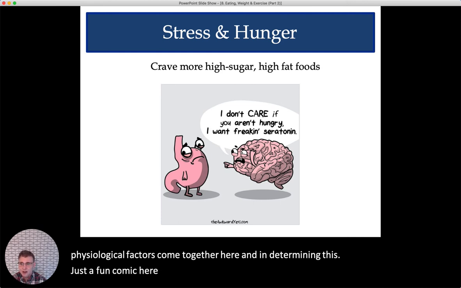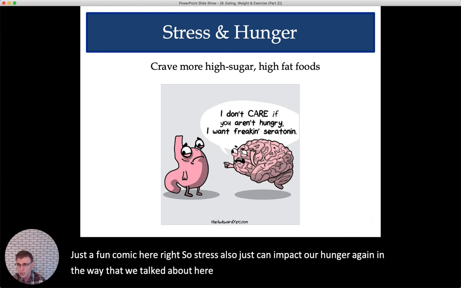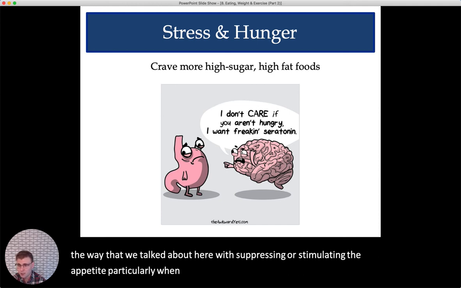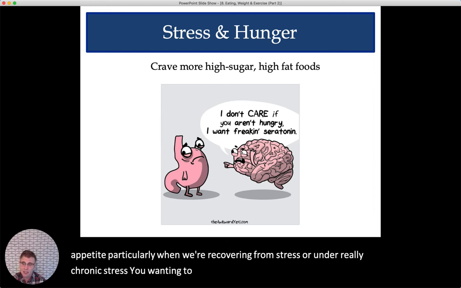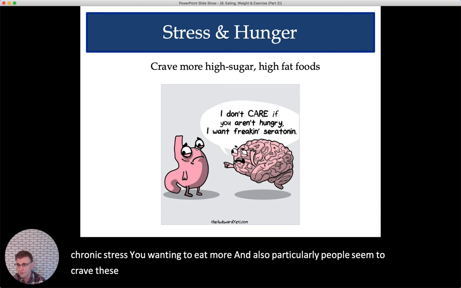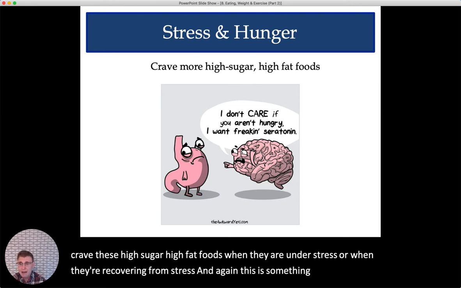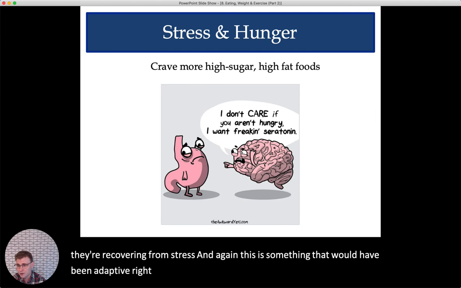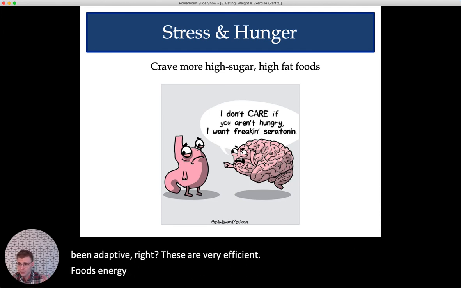So stress can also impact our hunger, again, in the way that we talked about here, with suppressing or stimulating the appetite, particularly when we're recovering from stress or under really chronic stress, wanting to eat more. And also, particularly, people seem to crave high-sugar, high-fat foods when they're under stress or recovering from stress. And again, this is something that would have been adaptive, right? These are very efficient foods energy-wise, and so this would have been adaptive.